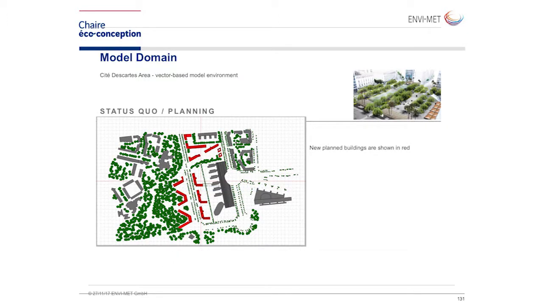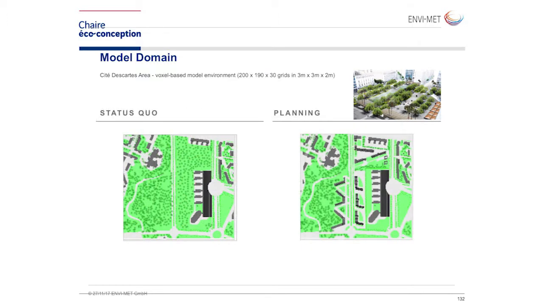This is an overview about the model area we used. So the red buildings, actually, these are, according to the plans we had at that time, the new buildings that are supposed to be constructed on the campus area, while the gray ones and the trees, these are the existing environment. Okay, next slide, please. Thanks.